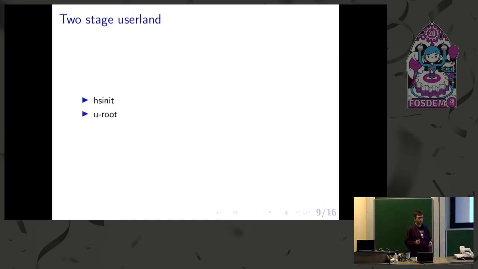u-root, short for universal root, is a really nice piece of software I'd like to recommend if you build bootloading environments. It is a set of basic tools. There is a shell, text editor, ls, cat, and stuff that you find in all the boxes out there. But unlike other boxes, it is written in Go.